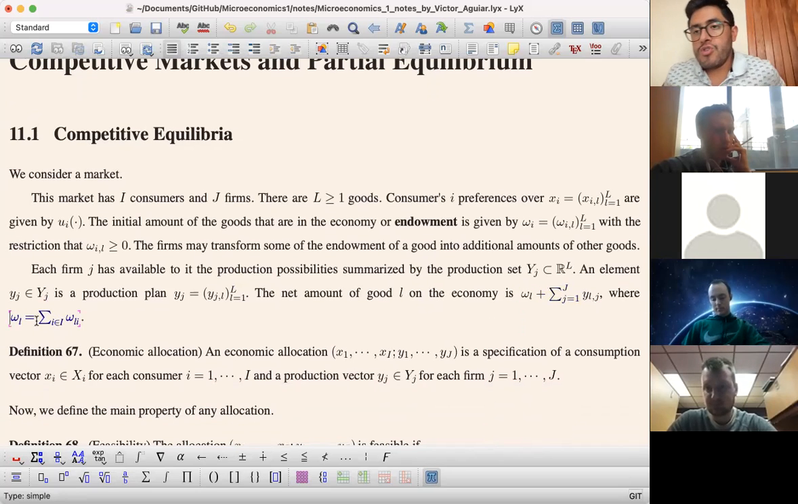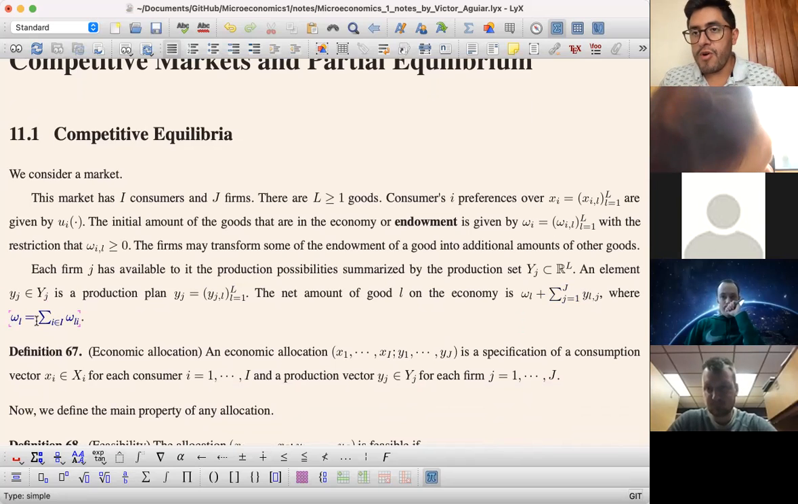And of course, the total endowment, as I mentioned with this Einstein notation, is going to be this omega_l, where the subscript i has disappeared, which essentially means that this is the summation over all individuals, okay? So what is the total endowment of apples in the economy?